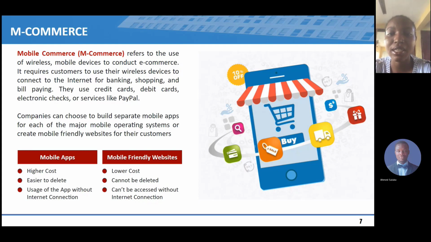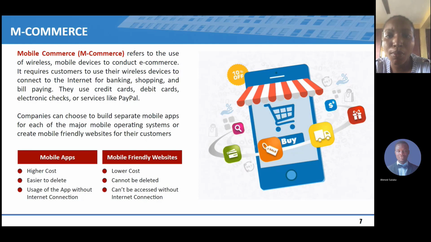Also, the use of mobile devices has made the sale or the use of personal computers reduce drastically. The sales of mobile phones have surged, while the sales of personal computers have really slumped. The major players in the sale of mobile computers include HP and Toshiba, while the major players in the sale of smartphones include iPhone and Samsung. Now, to move on with the trend, companies decide to build separate mobile apps for each of the major mobile operating systems or create mobile-friendly websites for their customers.